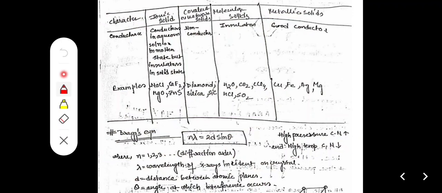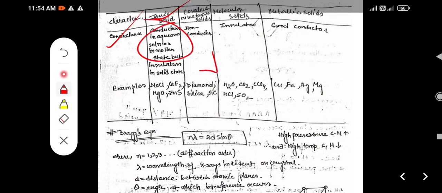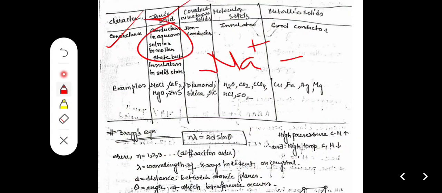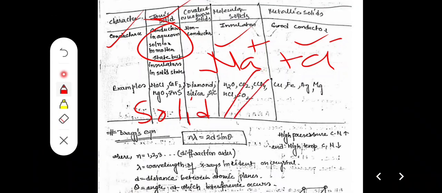Conductance: ionic solids conduct in aqueous solution and molten state, but are insulators in the solid state. Why? Because in aqueous and molten states they furnish cations and anions, and both can carry electricity. But in the solid state, Na plus and Cl minus are not free to move, so they are insulators at that time in the solid state.